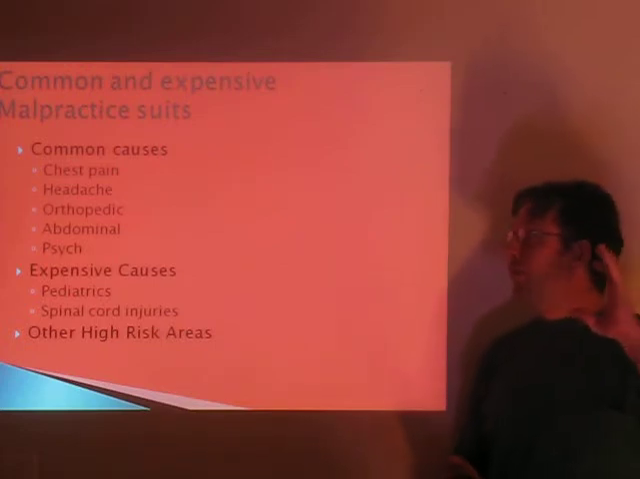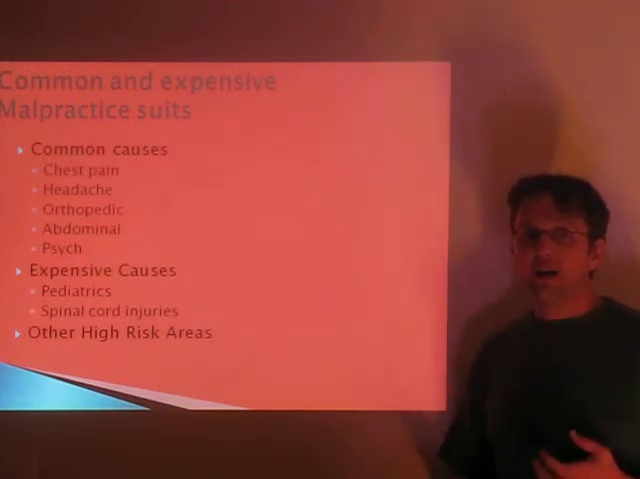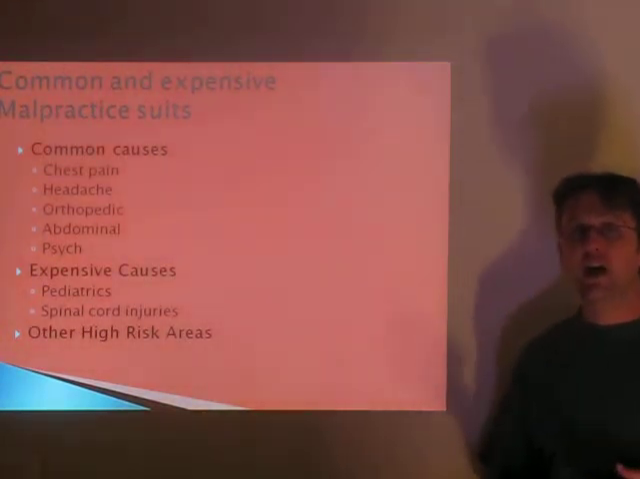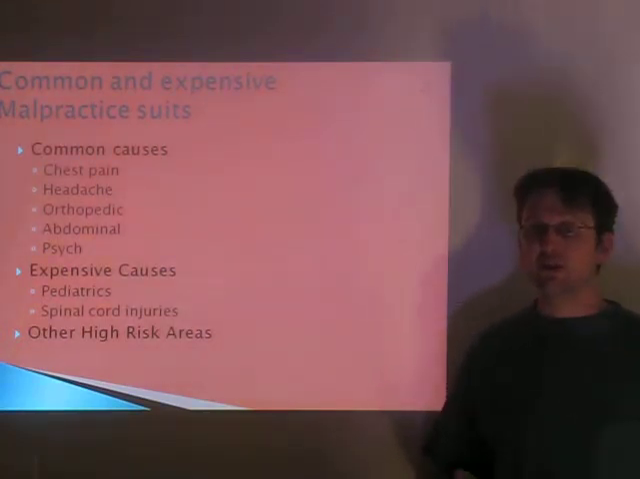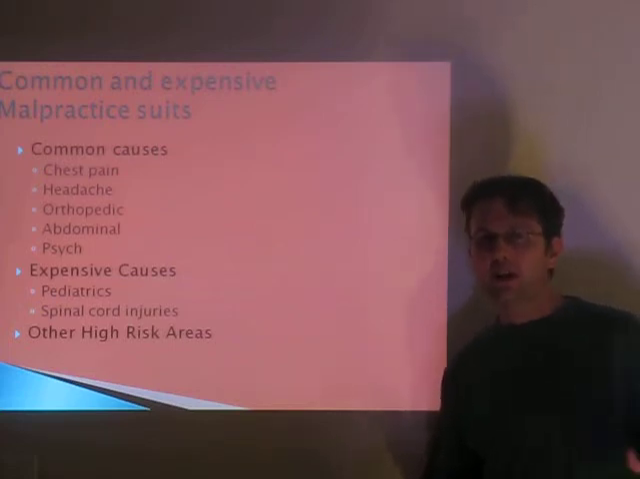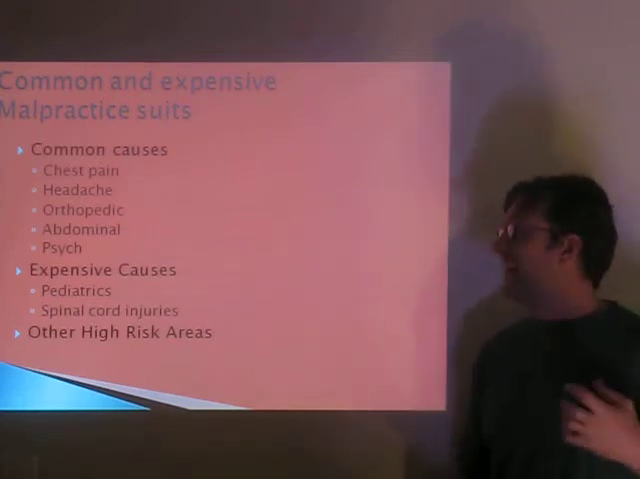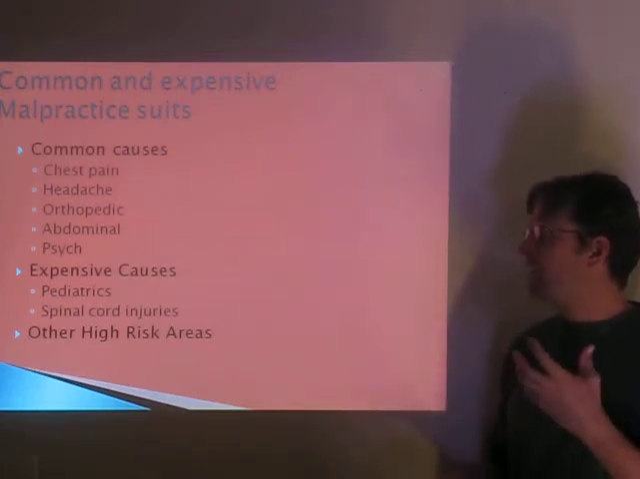So these are common and expensive malpractice suits. Common causes of malpractice are chest pain cases, because there's a bunch of horrible stuff that causes chest pain, and when people die from it, they're mad, or get hurt from it, or are short of breath the rest of their life because we missed it. They get mad. Okay? And then some other ones: headache, orthopedic things, fractures, abdominal pain, psychiatric cases.